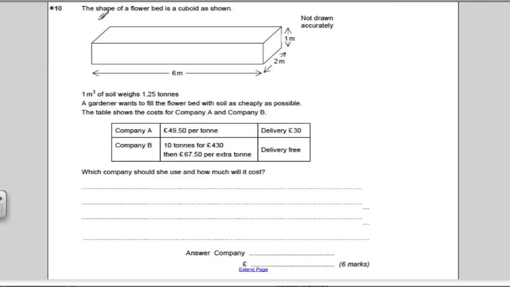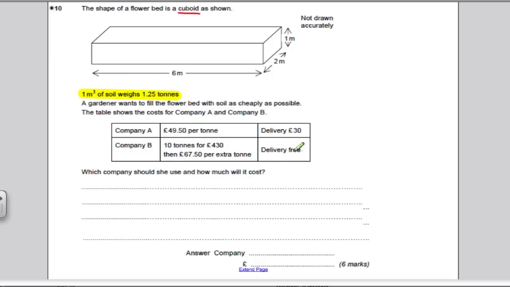Okay, let's take a look at this. The shape of a flower bed is given as a cuboid, and here are the dimensions of the cuboid. It tells us the following. Every meter cubed of soil weighs 1.25 tons. A gardener wants to fill the flower bed with soil as cheaply as he can, and here is the cost from 2 companies. What company should he use and how much? Now, company A is a certain amount per ton, and company B, for 10 tons it's £430, and then £67 per extra ton with free delivery.